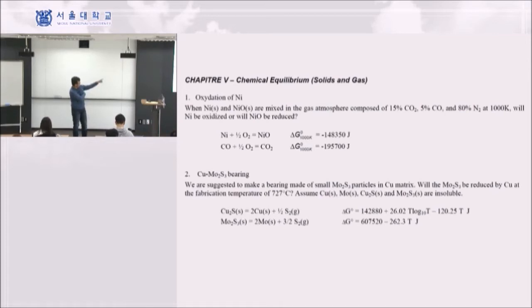So we have nickel solid and nickel oxide solid mixed in a gas atmosphere composed of 15% CO2, 5% CO, and 80% nitrogen gas at 1000 degrees Kelvin. Will the nickel be oxidized, or will the nickel oxide be reduced back to nickel metal? That's the question. Nickel and oxygen react together to become nickel oxide, and CO and oxygen react together to become CO2. So there are two chemical reactions, and the Gibbs energy is given.